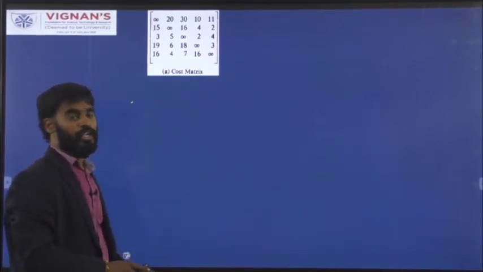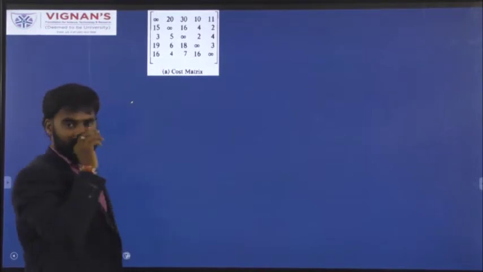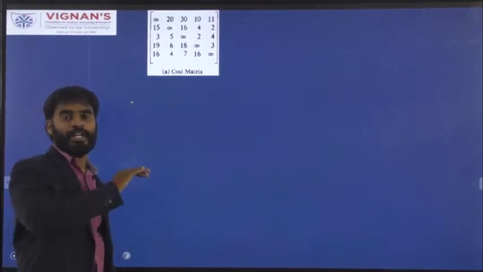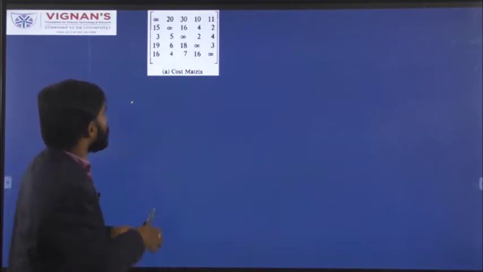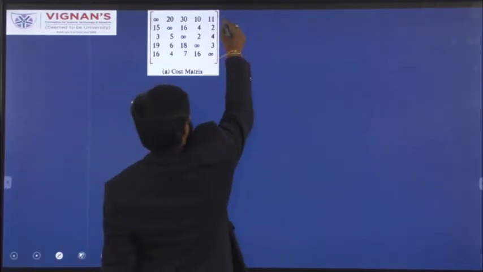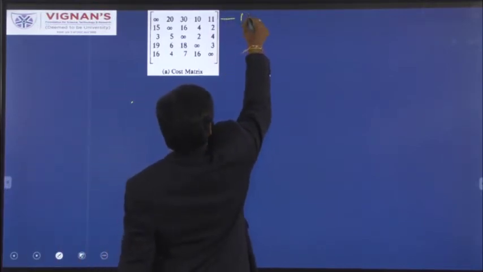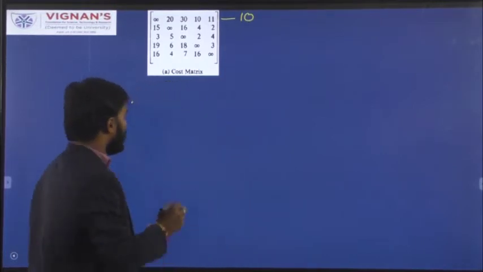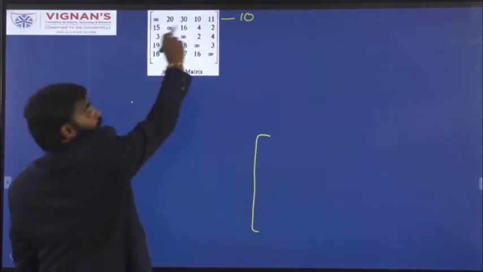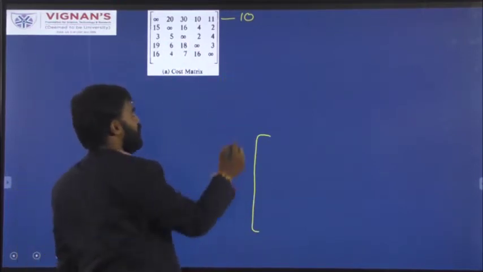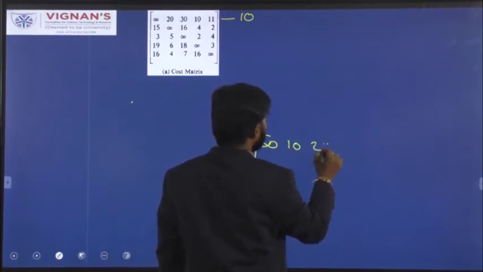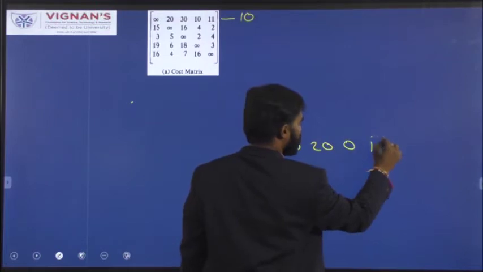So what you have to do is reduce this matrix by performing row reduction or column reduction. Let's do reduction row by row. You have to identify the minimum element, which is 10. Then subtract all the elements of that row with the minimum element. So it becomes infinity, 10, 20, 0 and 1.